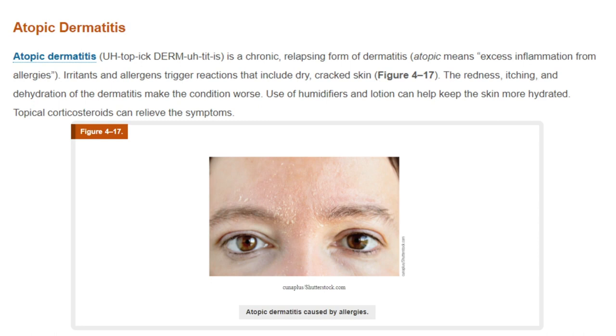Atopic dermatitis. Atopic dermatitis is a chronic, relapsing form of dermatitis. Atopic means excess inflammation from allergies. Irritants and allergens trigger reactions that include dry, cracked skin, figure 4.17. The redness, itching, and dehydration of the dermatitis make the condition worse. Use of humidifiers and lotion can help keep the skin more hydrated. Topical corticosteroids can relieve the symptoms.